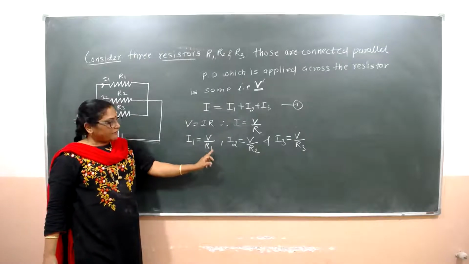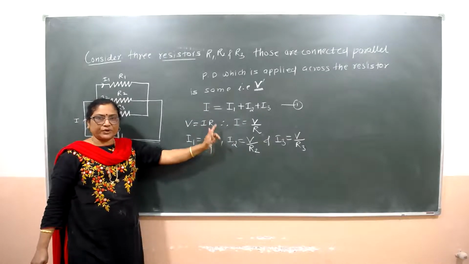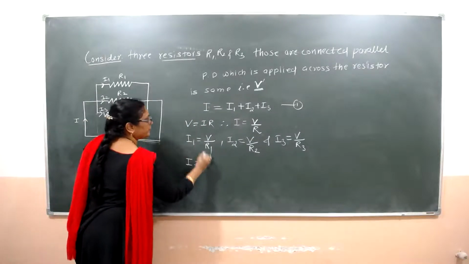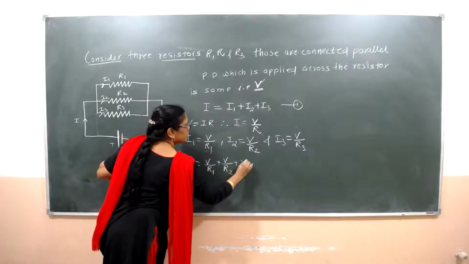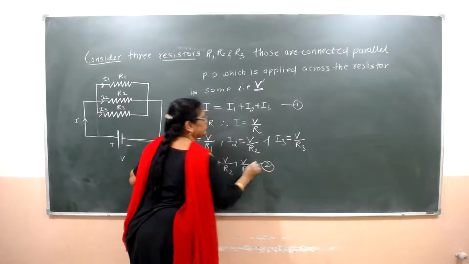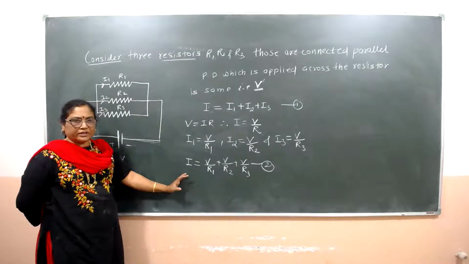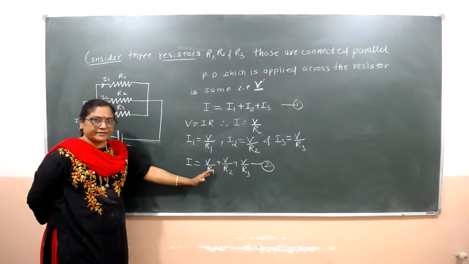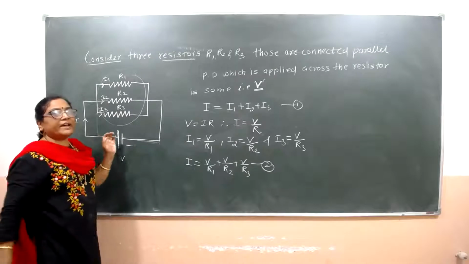Substitute the values of I1, I2, I3 in equation number 1. Therefore, equation 1 becomes I is equal to V divided by R1 plus V divided by R2 plus V divided by R3. This is equation number 2. So we find the total current, that is I is equal to V by R1 plus V by R2 plus V by R3.